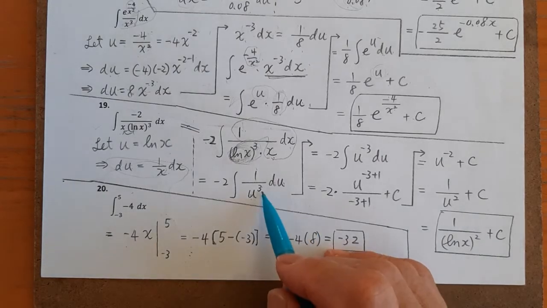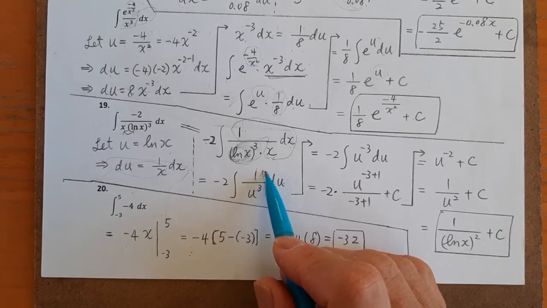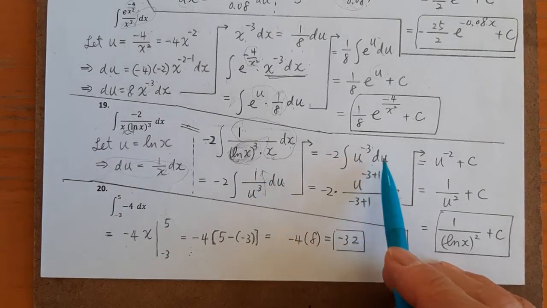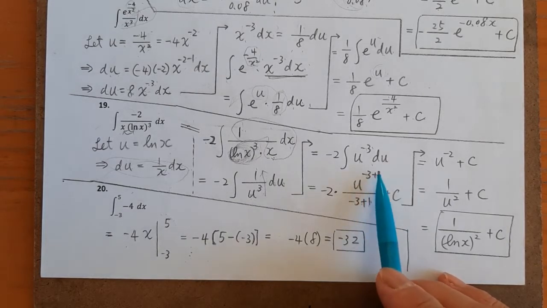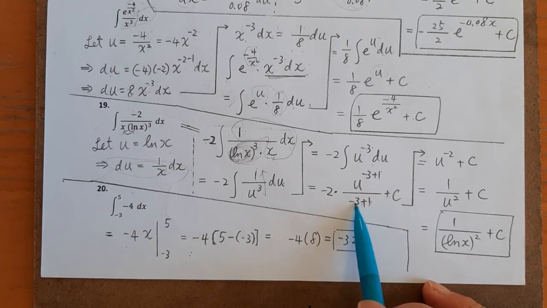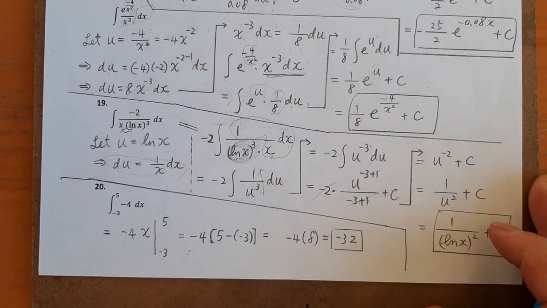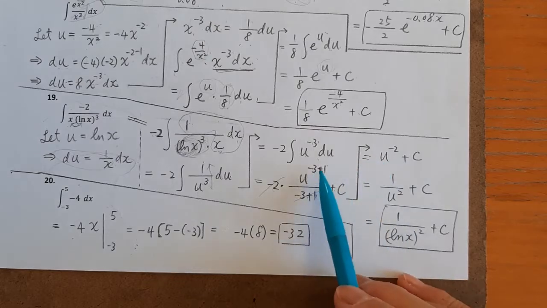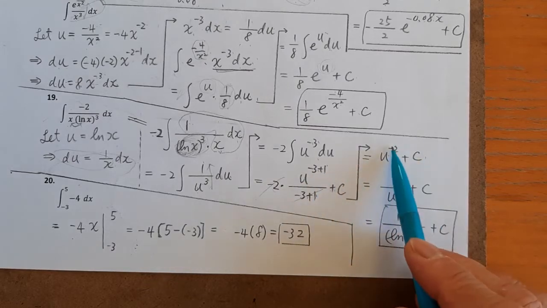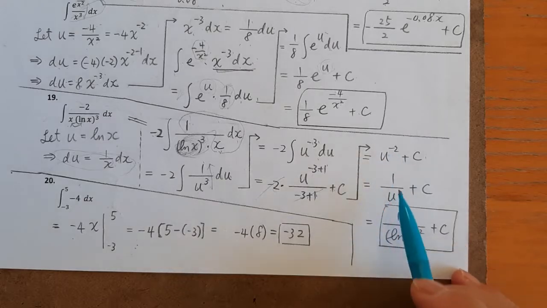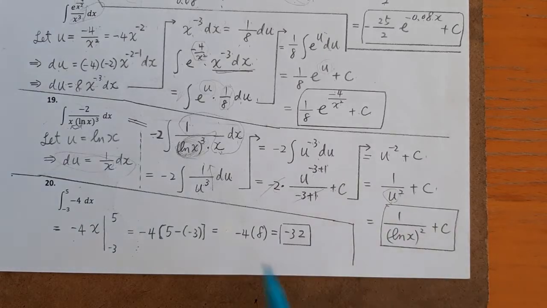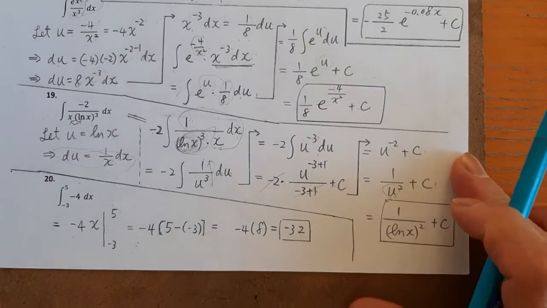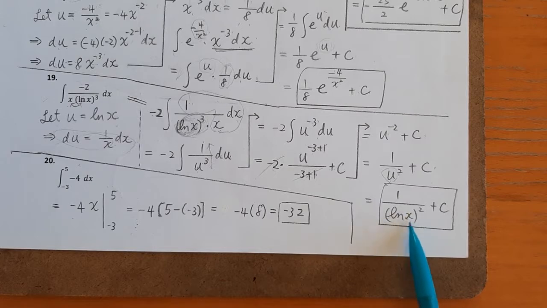And this one is in the denominator, so you switch it up to the numerator. So get u to the power negative 3 du. Take an integral: negative 3 add 1, u to the power negative 3 add 1, plus c. So here's a negative 2. Negative 2 cancels with negative 2. So you got u to the power negative 3 add 1, which is negative 2, plus c. Negative exponent, switch down to the denominator, get 1 over u squared plus c. U, substitute back in. U is ln x. Substitute back in. So we get 1 over ln x squared, plus c.